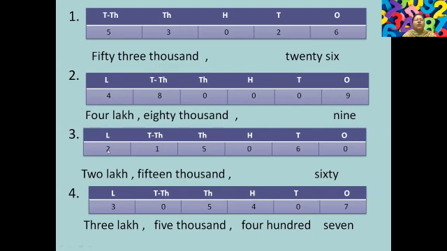Again, under lakh, you have 2. This is 2 lakh. Under 1,000, you have 15. So it is 15,000. And at the end, 60. So written 60. Under lakh, you have 3. So it is 3 lakhs. Under 1,000, it is 05. So it is 5,000. Under 100, you have 4. So it is 407.